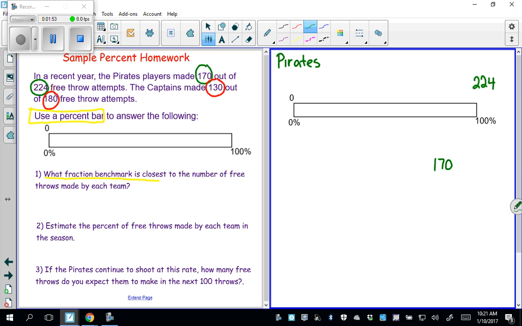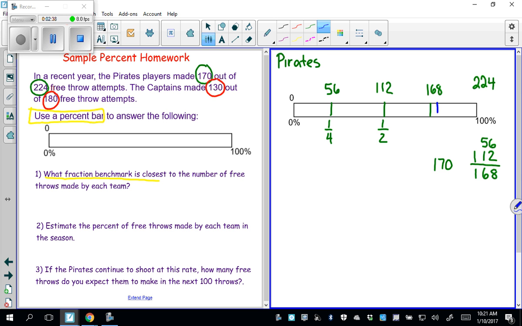So when I have an even number and I'm looking at where to put the 170, I want to at least look at halfway. So half of 224 is 112. So now I know the 170 has to go somewhere more than halfway. If I divide into fourths, half of 112 is 56. So if I add 56 to 112, I get 168.